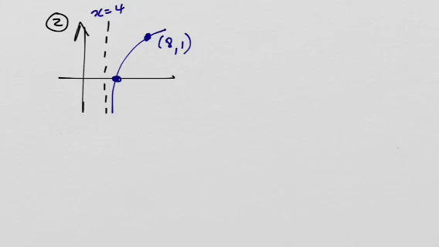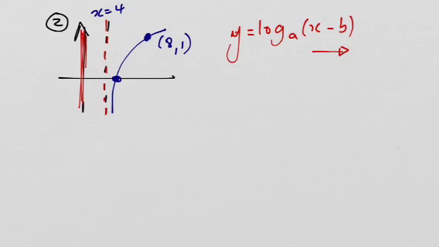Question 2, we've got a log graph which has the formula y equals log to the base a of x minus b. Well, the minus b part in the bracket tells you it's been moved to the right. Now this line here, the asymptote at x equals 4, is normally here on the y-axis. So that's been moved along 4 units, so that should tell you what the value of b is.